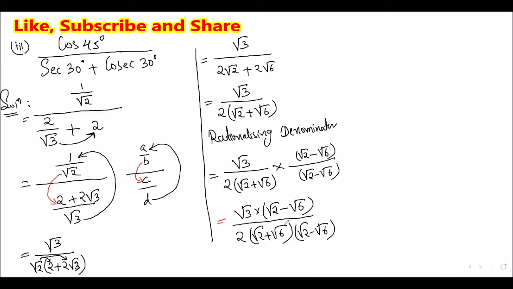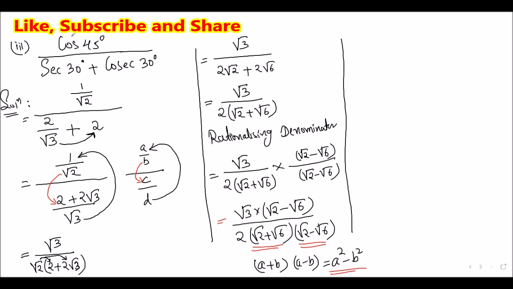Whenever you are rationalizing the denominator, you have to use this identity compulsorily. What is the identity here? A plus b into a minus b is equal to a square minus b square. In the denominator we have to use this identity because here it is in the form of a plus b into a minus b, which is nothing but a square minus b square.